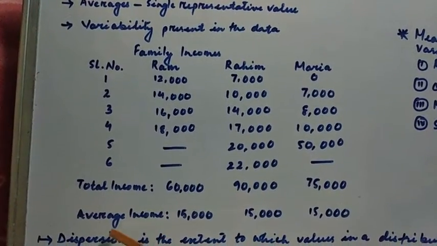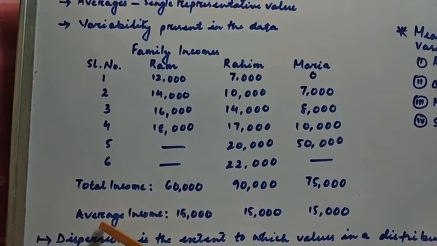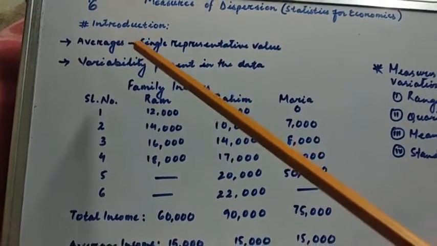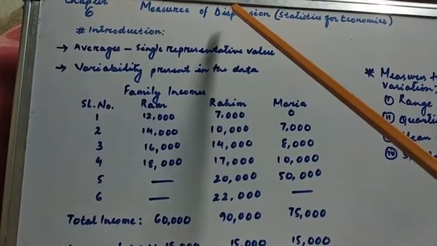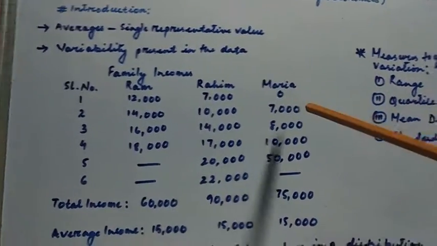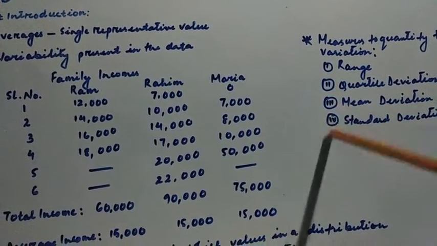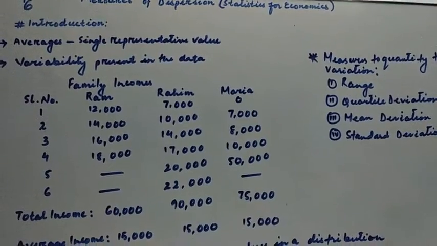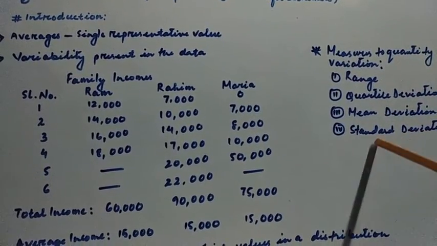That is why we are doing away with average income and introducing a new method, measures of dispersion, where the variability present in the data is considered, or quantified, through these measures of dispersion: range, quartile deviation, mean deviation, and standard deviation.